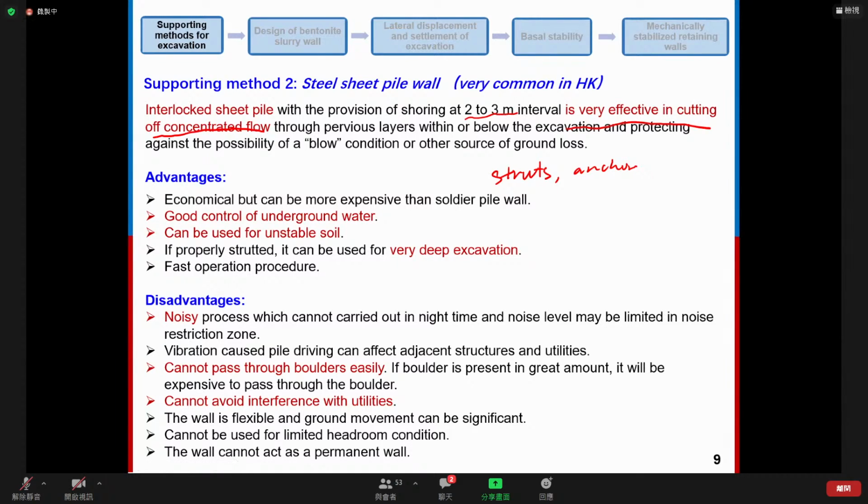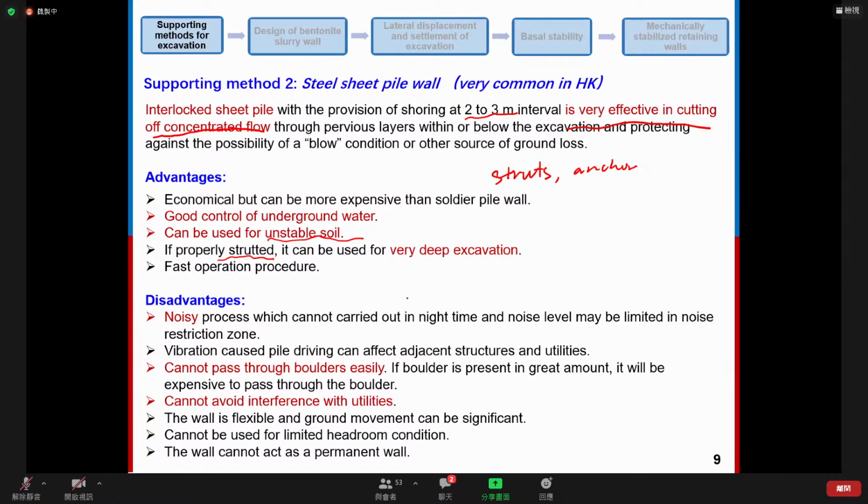The advantages of sheet pile walls are this method is relatively economical and good for controlling the underground water and can be used for unstable soil. And this method can be used for very deep excavation if proper strut is installed. And can also achieve a fast construction.